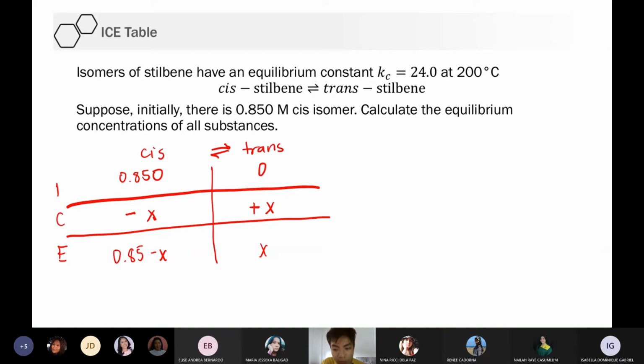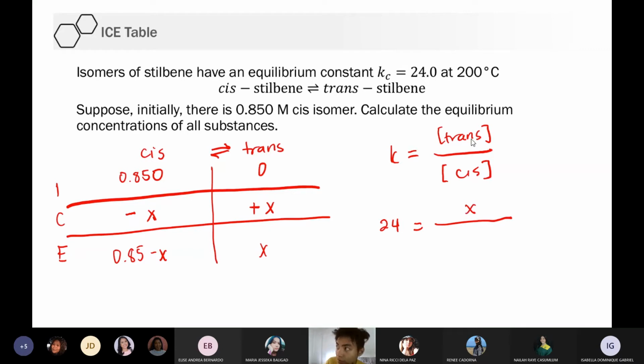So, in order for us to determine the value of x, let us express the equilibrium constant. K is equal to product over reactant. That is the concentration of your trans at equilibrium over the concentration of your cis at equilibrium. What's the value of K? That's 24. What's the equilibrium expression for your trans? That will be x. Di ba equilibrium yan? Ito yun. You just plug this into that. Lalagay mo lang yung x doon.